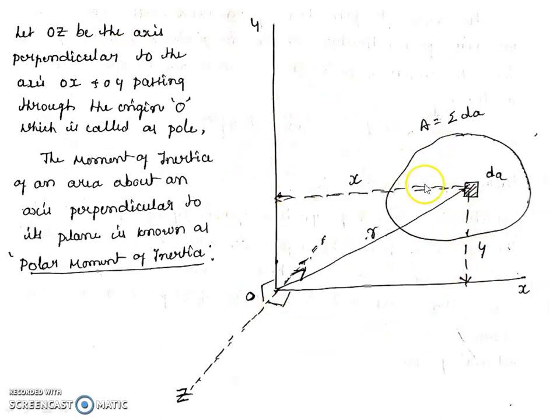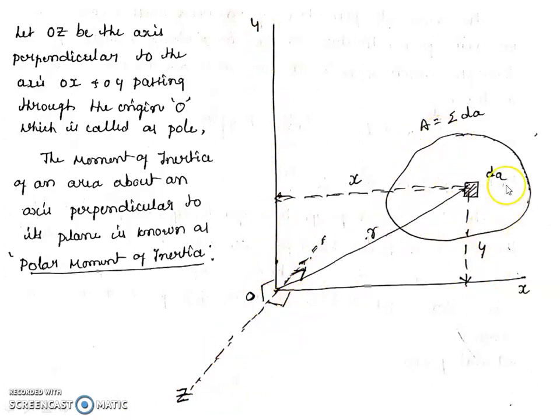You can see this is the area A, consists small elemental area dA, and it is situated in the xy plane. So I will take the moment of inertia of this whole area or this elemental area with respect to OZ. This OZ is perpendicular to xy plane. That is called polar moment of inertia.